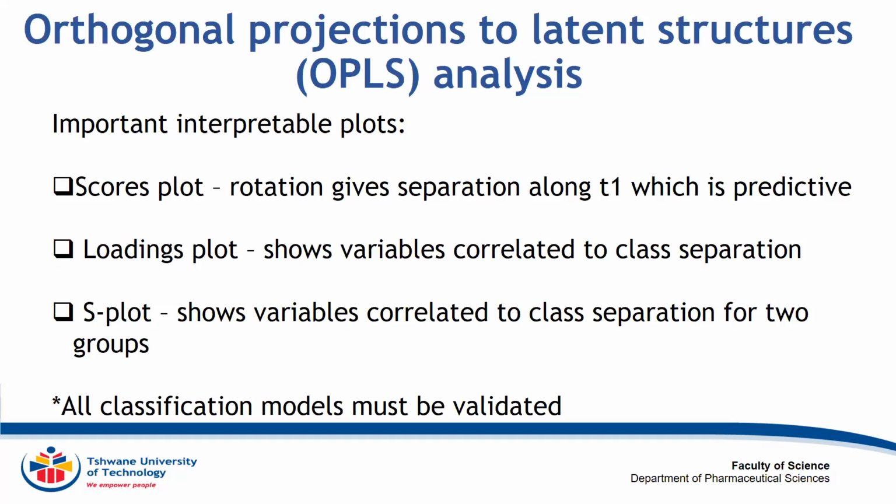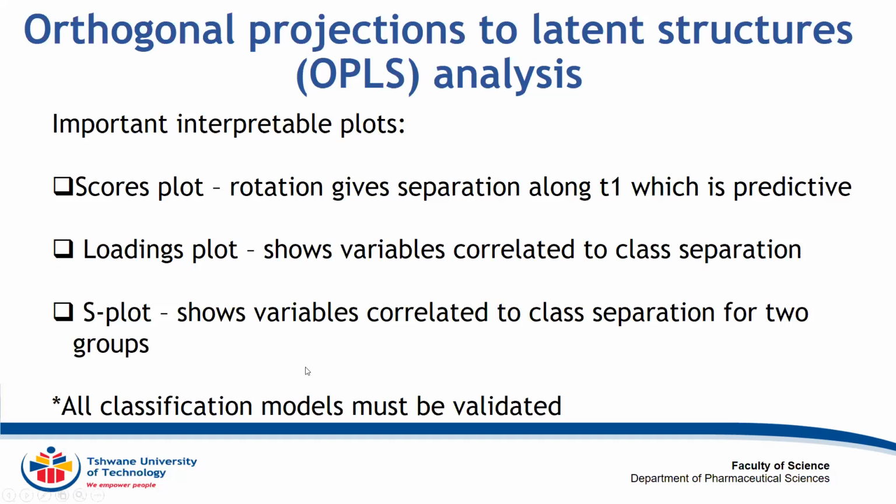And then we have an additional plot, which is the S plot. An S plot in this case is only applicable to two groups. So if you have two groups or two classes that you've assigned, then you're able to use an S plot, where it shows you variables that are correlated to class separation. More than two groups, you are not able to use an S plot. Therefore, you refer to a loadings plot.